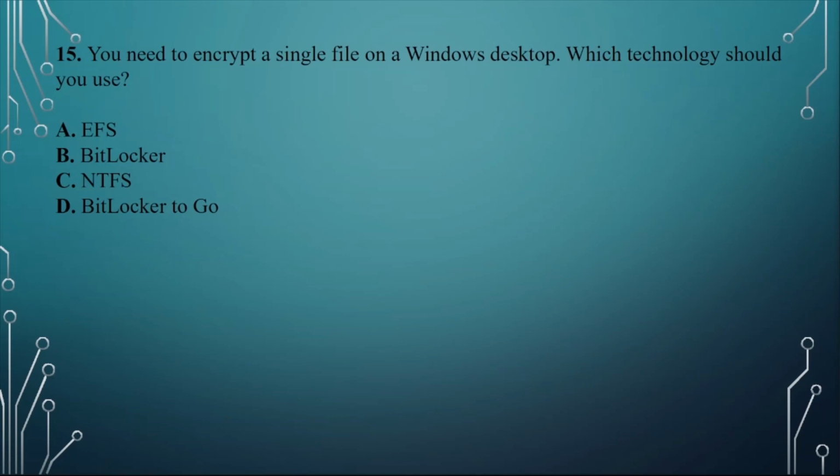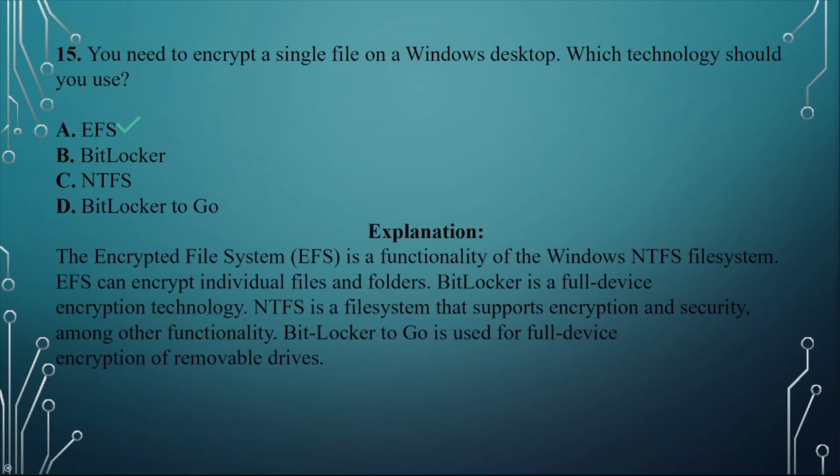Question number 15. You need to encrypt a single file on a Windows desktop. Which technology should you use? A. EFS, B. BitLocker, C. NTFS, D. BitLocker to Go. So what do you need to encrypt a file using Windows? That will be A. EFS.